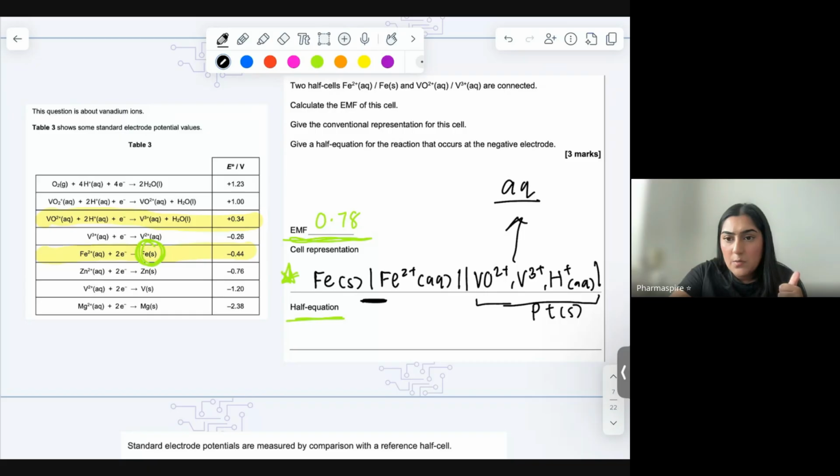Why VO2+ before H3O+? It doesn't matter about the order. You only care about your solid electrode and aqueous material.